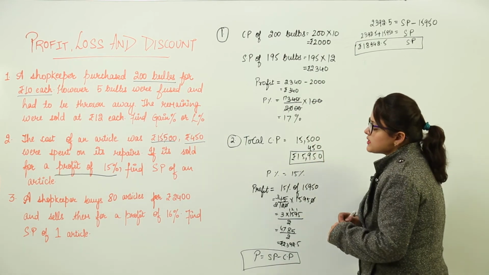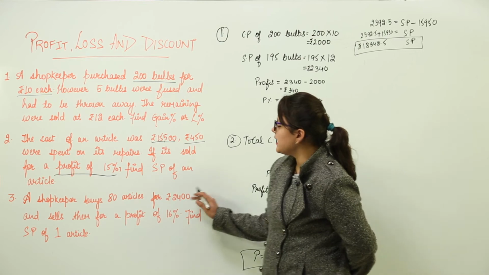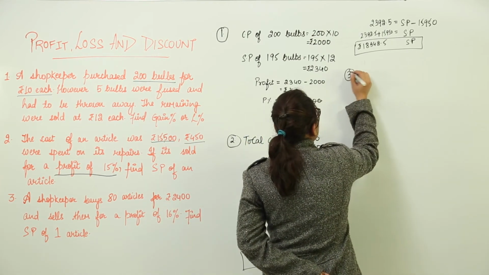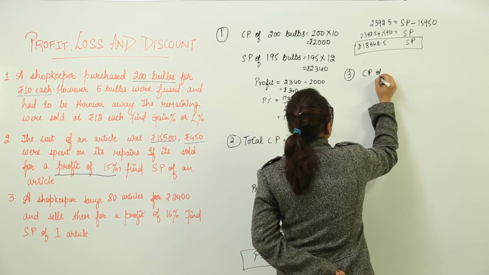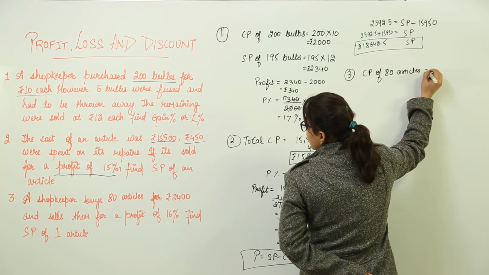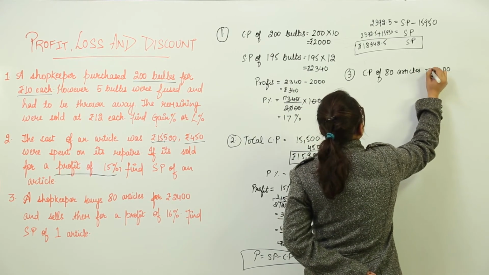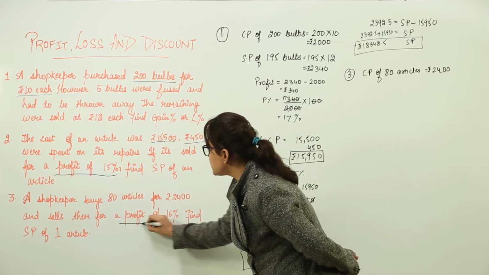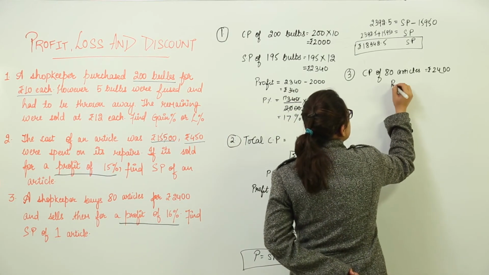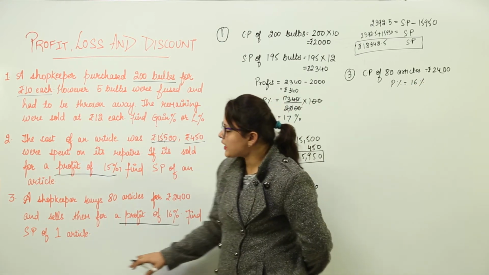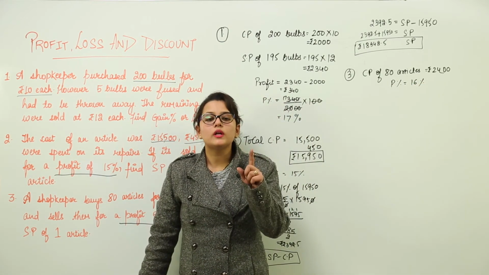The third type of question is: a shopkeeper buys 80 articles for rupees 2400. That means we can write the cost price of 80 articles will be equal to 2400, right? The next statement goes: and sells them for a profit of 16%. Now again the profit percent has been provided to us, that is 16%. We have to find the selling price of one article.